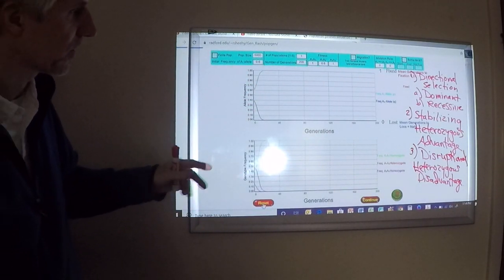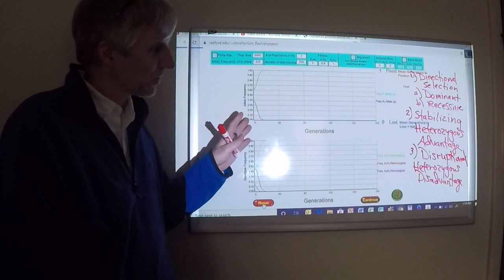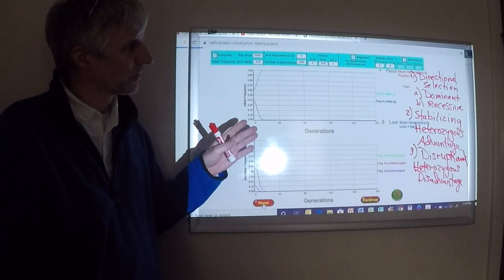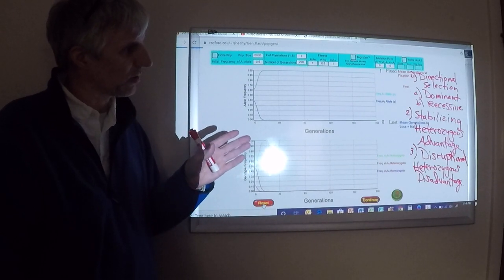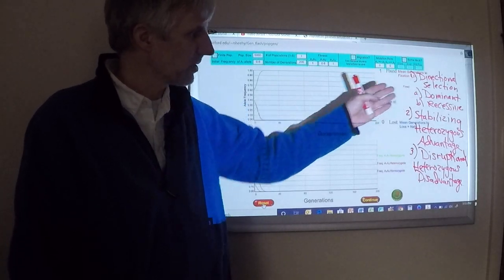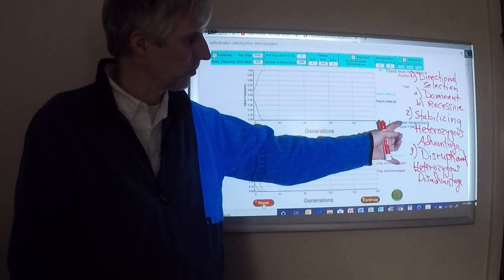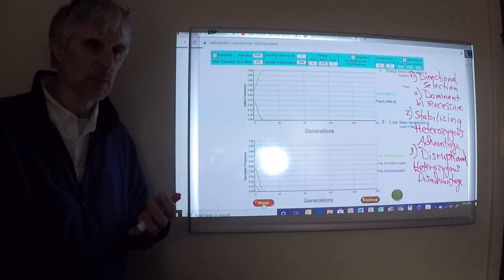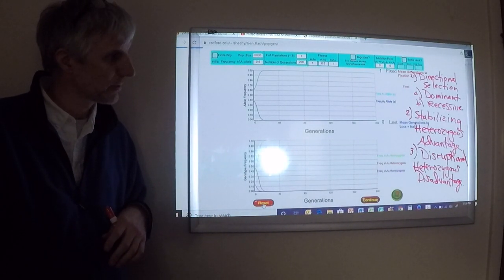Okay? All right, so we've got natural selection operating here through this kind of directional, stabilizing, or disruptional selection. Directional, it matters if it's dominant or recessive, and in both stabilizing and disruptional, it matters whether the heterozygote has the lower or higher fitness. Okay?